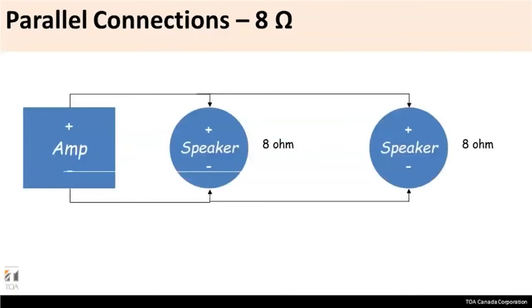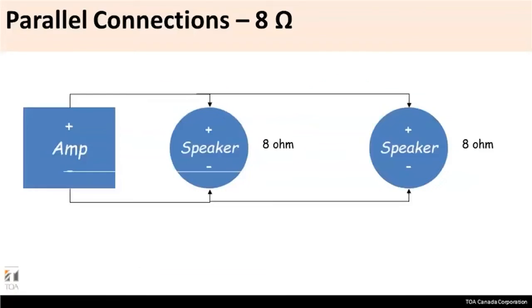So, connection types. A parallel connection: there are basically two types of connection that are usually used in an 8 ohm system. Let's say you have an amplifier with one channel, and you have to connect two speakers in a parallel configuration.